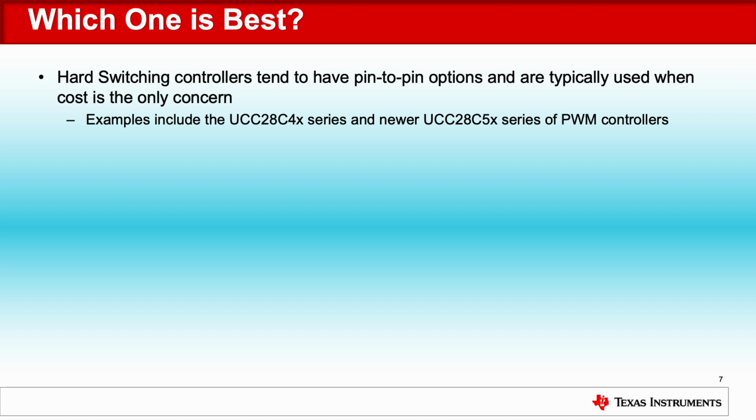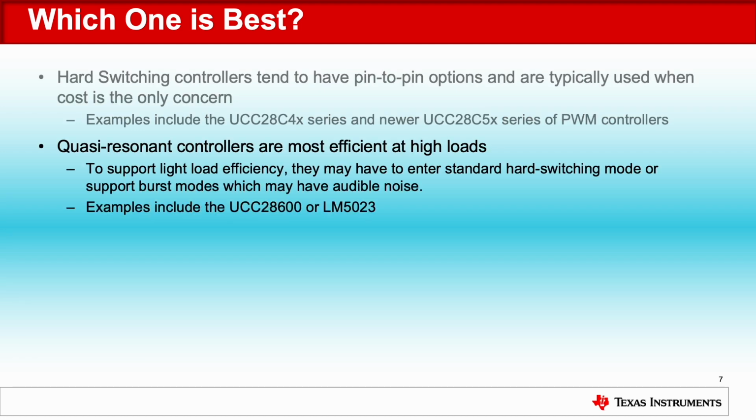When we released the UCC28C5X, we also added a new series, the UCC28C5.6 through 9, which are optimized for SiC FETs. Quasi-resonant controllers tend to be most efficient at high loads. To support light load efficiency, they may have to enter into hard switching mode or support burst modes, which may have audible noise issues. Some examples of these include our UCC28600 or LM5023.